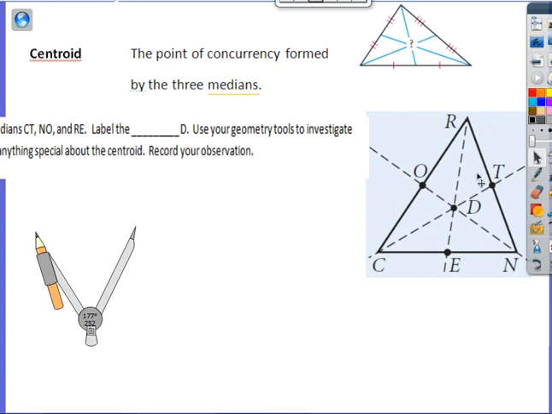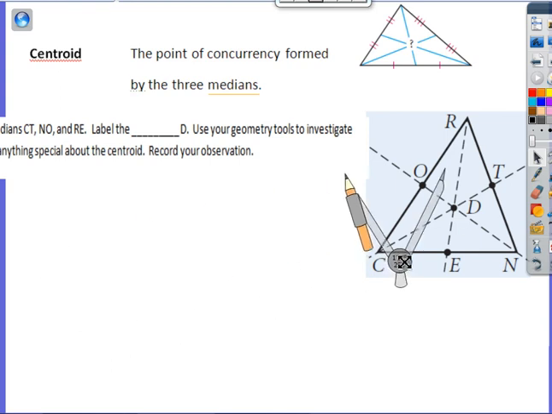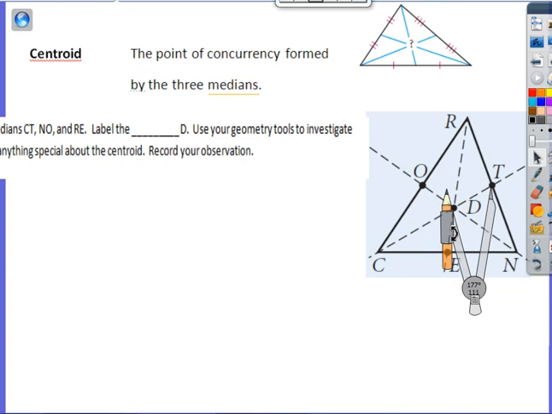show you with. And what we're showing is, if we have the three medians and they are concurrent, something happens there. And you can use your compass or your ruler to do the measurements I'm going to do. I'm going to start off by measuring TD. You can see the compass on the screen. I'm measuring from point T to point D.